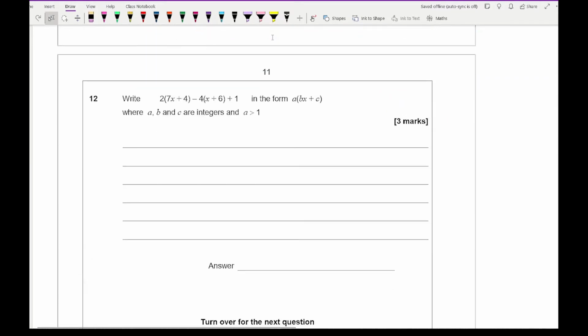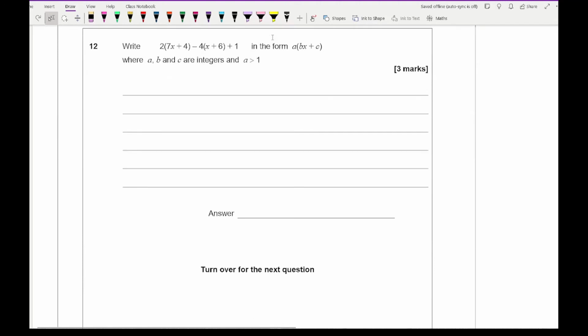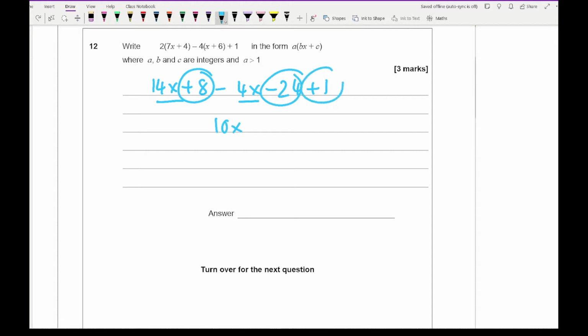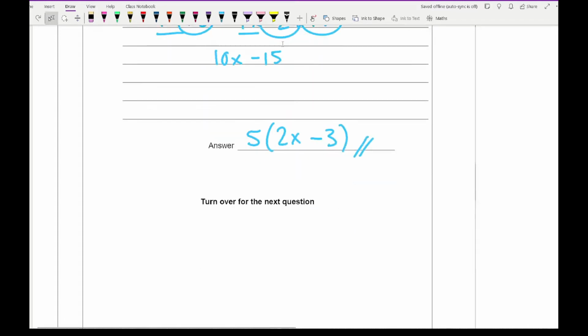Then working with question 12, it says write this expression in the form where we just expanded it. So what we need to do here is expand. So here I've got 14x plus 8 minus 4x minus 24 plus 1. Then from this, all I want to do is collect the like terms. So I've got 10x, and then looking at the numbers, I should have minus 15, and then what I want to do is factorize this. So I've got 5, and then it's going to be 2x minus 3, and there is the final answer.